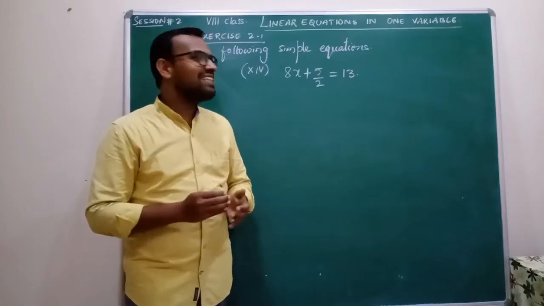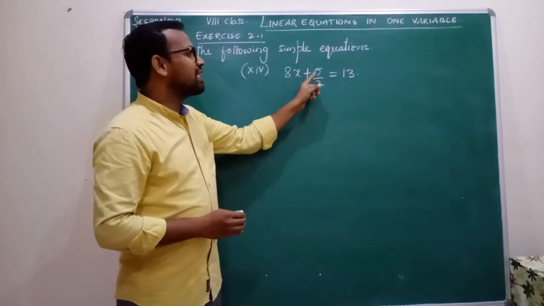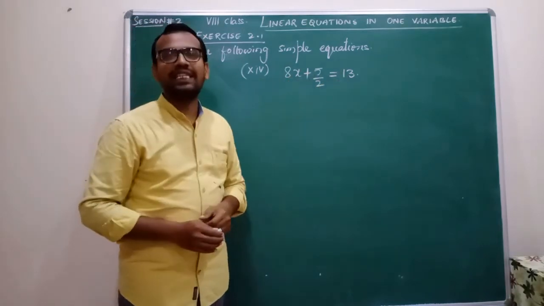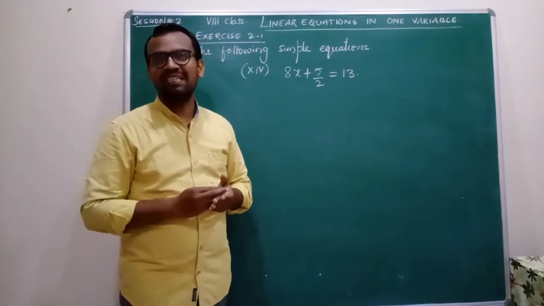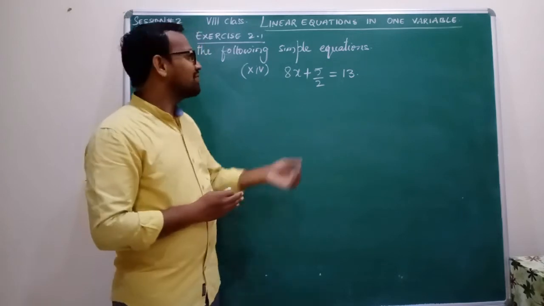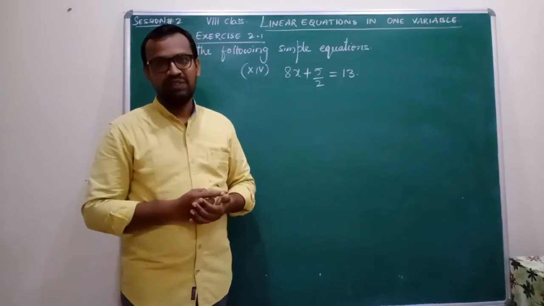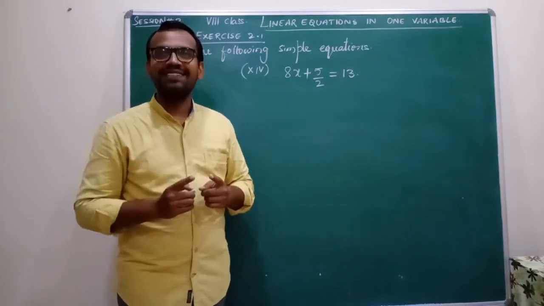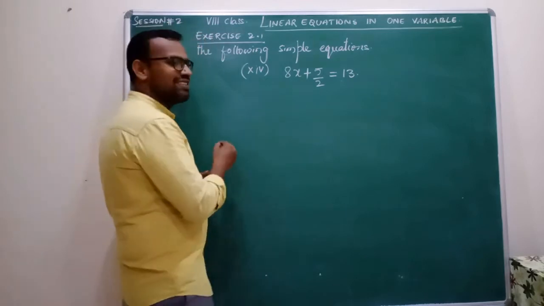Now, let us solve the next equation. 8x plus 5 by 2 is equal to 13. So, we know that finding the solution of the equation is nothing but finding the value of the variable present in it. Okay. So, the variable is x. That means in the end we need to find the x value, for which the LHS of the equation is equal to RHS. So, let's start the solution.